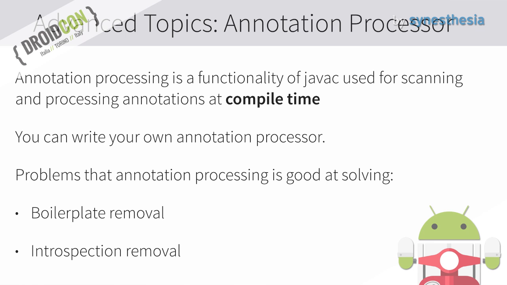And yes, you can write your own annotation processor. It's not super easy, but it's completely doable, and it's also fairly well documented. There are quite a few libraries now that use it, so there's plenty of inspiration to get from those libraries. And as I say, annotation processing is good at solving a couple of problems: boilerplate removal, so code that you're writing and you don't really want to be writing, and introspection removal. Introspection is very, very slow in the Android runtime, so try to do that at compile time if you can.